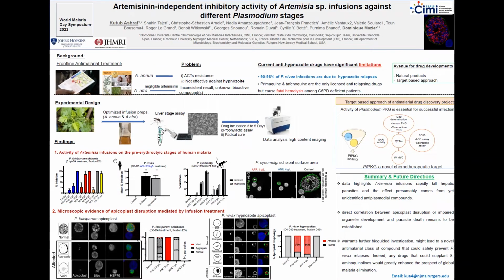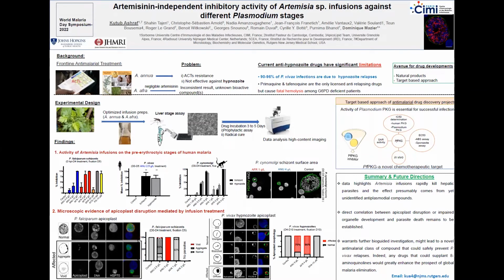Also, primaquine and tafenoquine are the only licensed anti-relapsing drugs, which have been used for more than 70 years, but they cause fatal hemolysis among G6PD-deficient patients. Mathematical modeling and genetic analysis of vivax infections suggest that more than 80 to 90% of infections are due to hypnozoite relapses. So we desperately need novel drugs that can cure relapsing malaria. To combat these future uncertainties, natural products can be a good avenue for drug development, and alternatively, target-based approaches are gaining momentum nowadays.